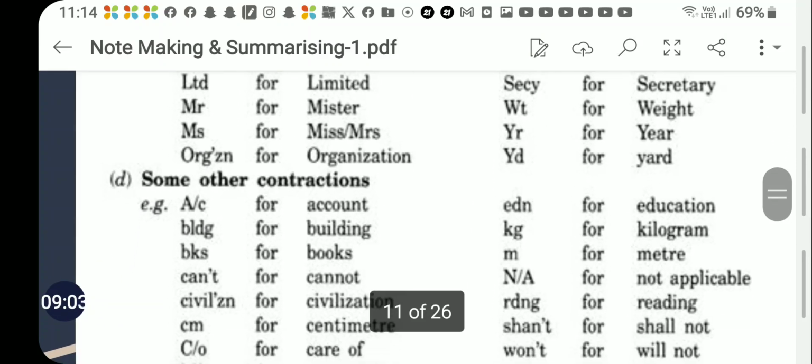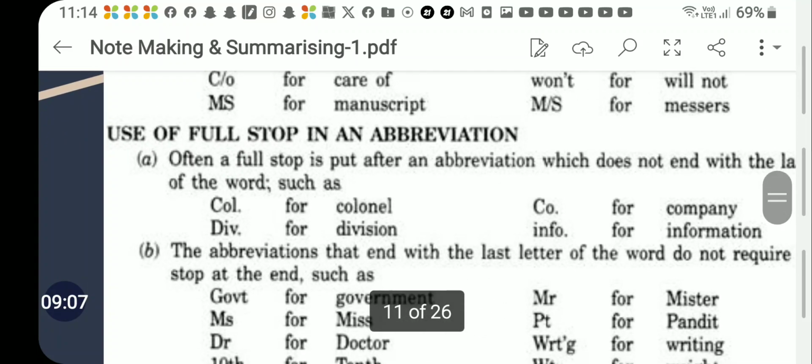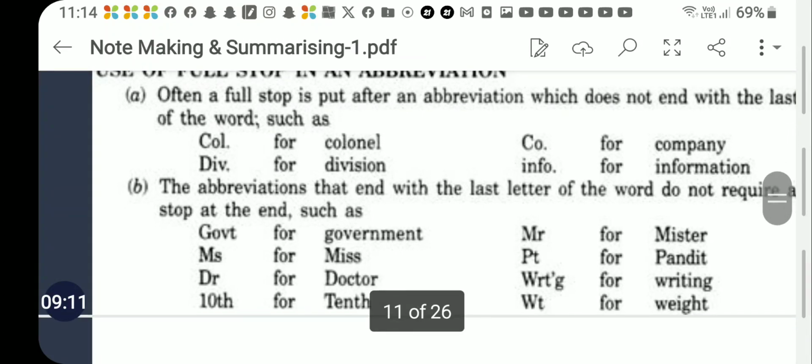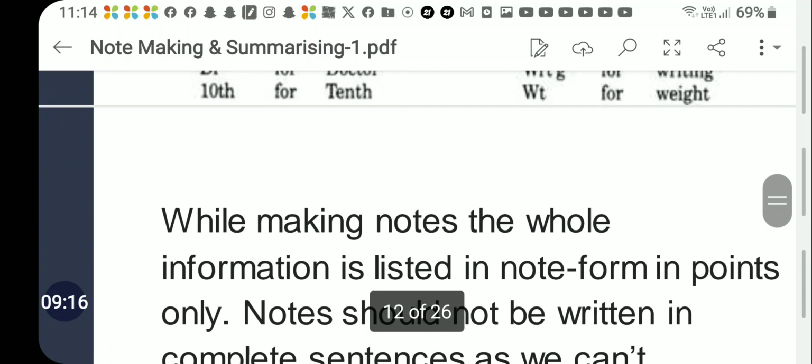Some other contractions you can go through. Then use of full stop is in an abbreviation. You can just have a look.